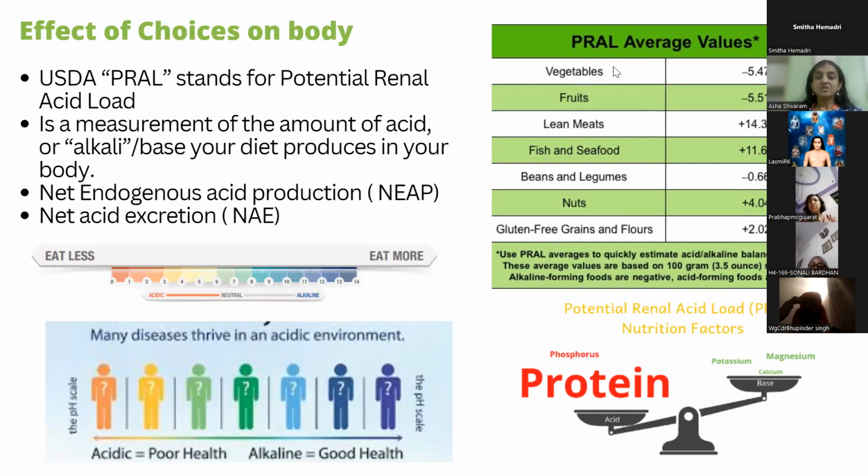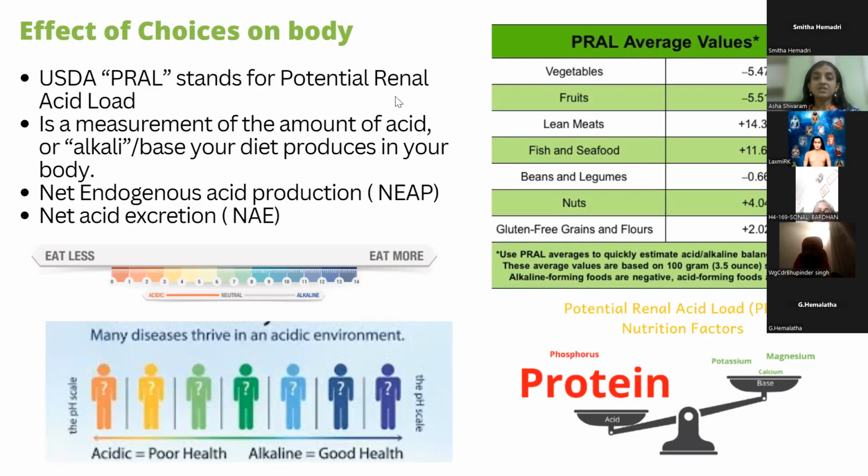But what happens is over time, the way we eat and live causes acid waste inside the body. Some of the parameters used by the medical industry to find out the acid levels in the body are known as PRAL, P-R-A-L, potential renal acid load. Another way of measuring is net endogenous acid production or NEAP, or net acid excretion. Basically they all mean the same. They are values which denote the amount of acids in your body.